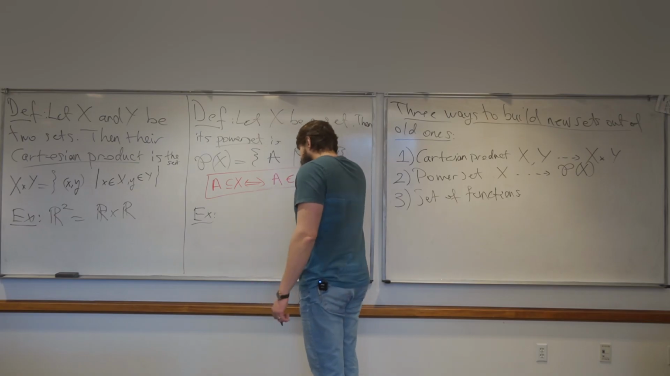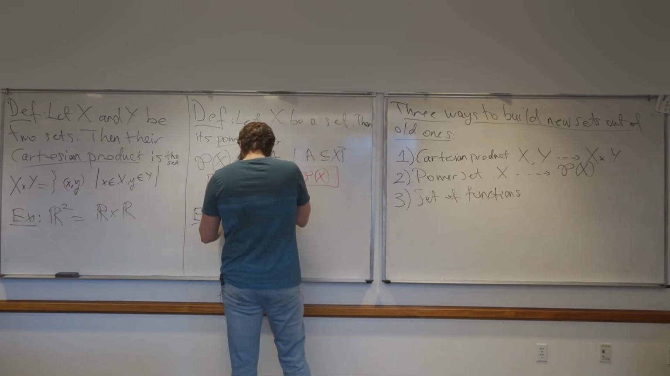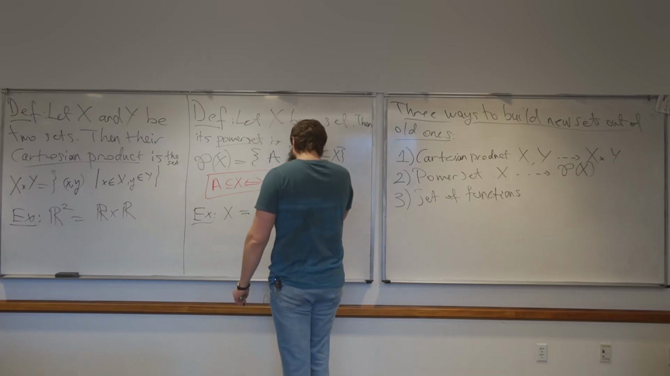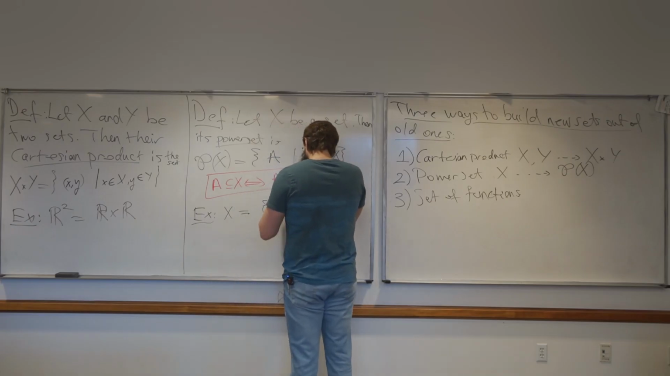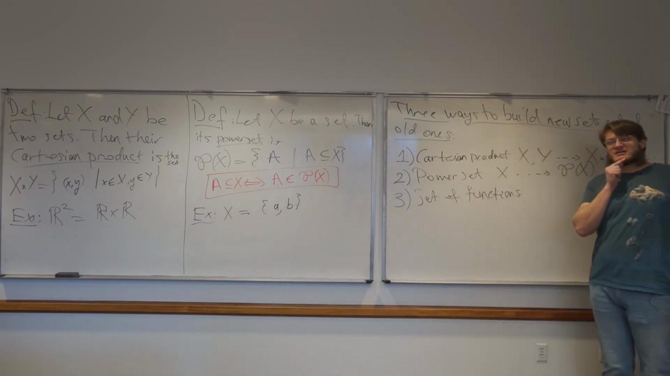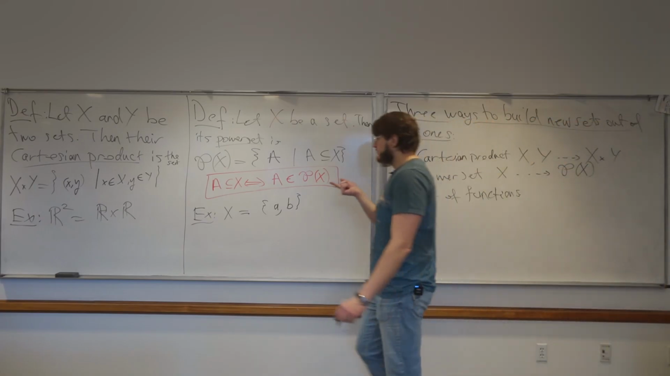But so for instance, let's look at this. X, let's say, is a set that contains two things, A and B. This is a set that has two elements. What is the power set of X?